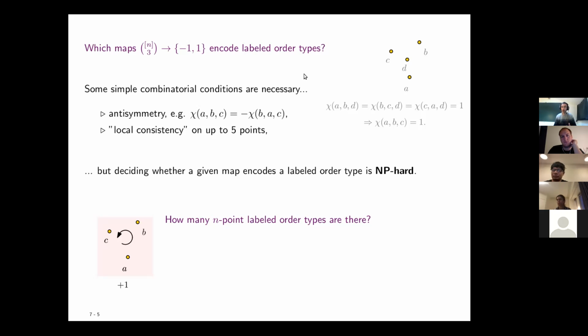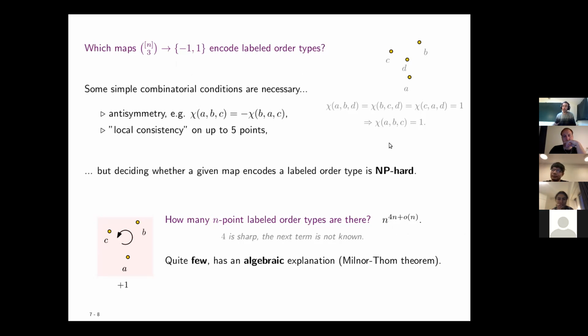Now, a second question is how many labeled order types are there? And here, the best answer at the moment is the bound n to the 4n plus little o of n. Okay. And this is much fewer. So this is roughly 2 to the 4n log n. So that's much fewer than all the choices you could have here. Okay, that would be 2 to the n cubed. And the reason why there are relatively few is because this is some kind of algebraic structure.